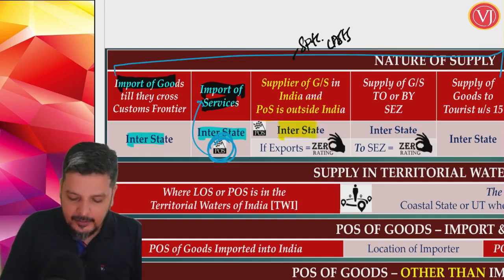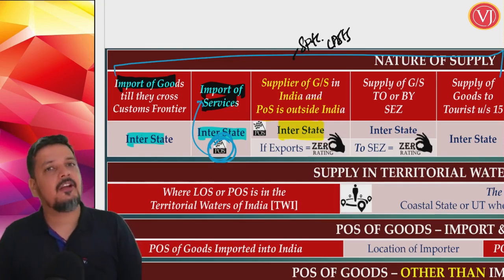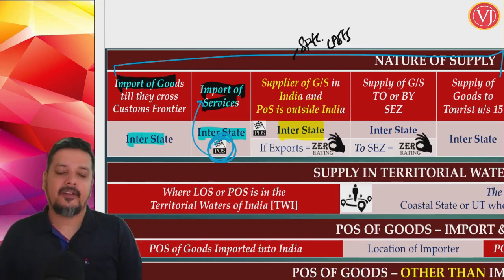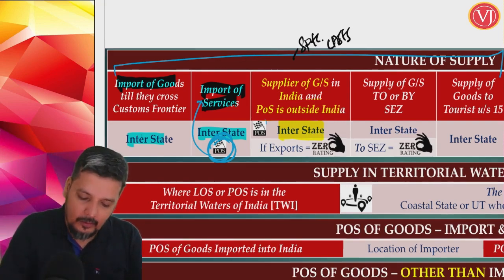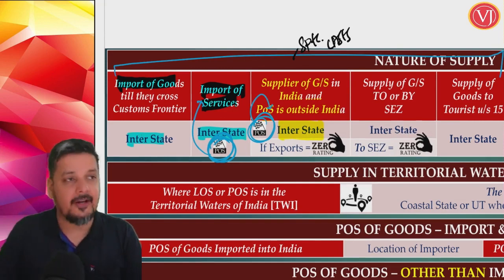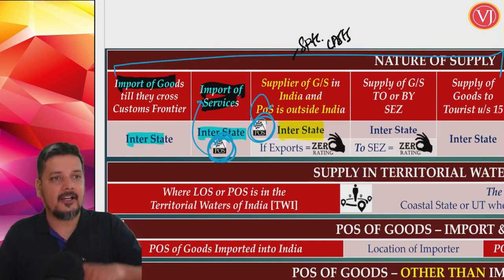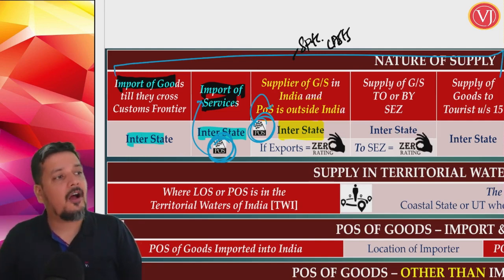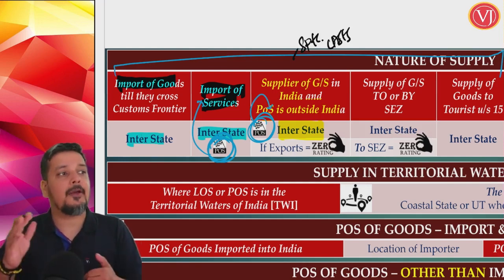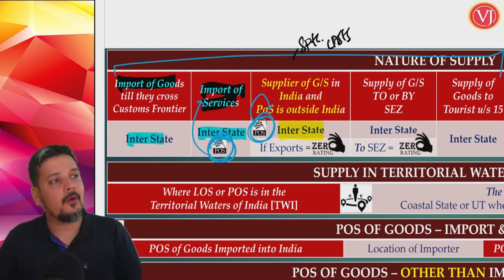It is interstate. But again understand, here I am required to find out place of supply. Only when you find out place of supply are the two conditions satisfied: supplier is in India, place of supply is outside India. So here I have to find out place of supply, because LOS India, POS outside India, it is interstate.